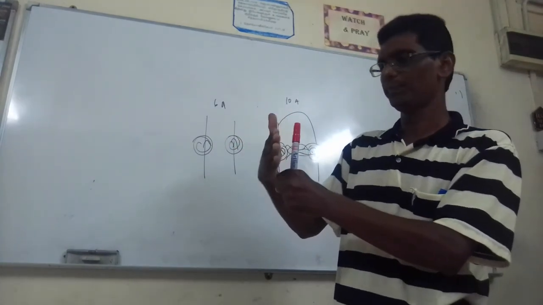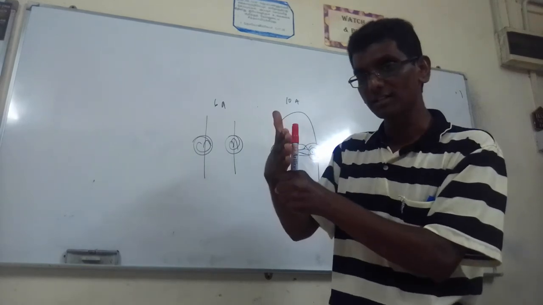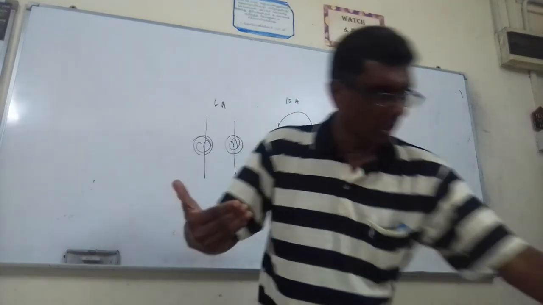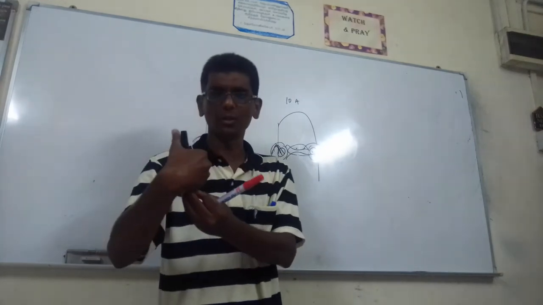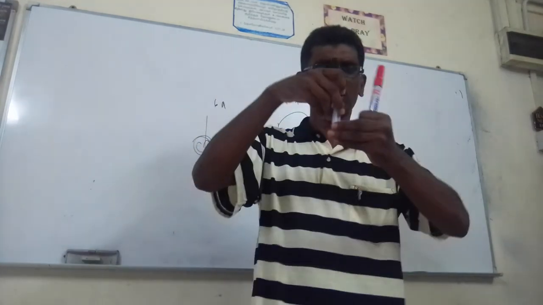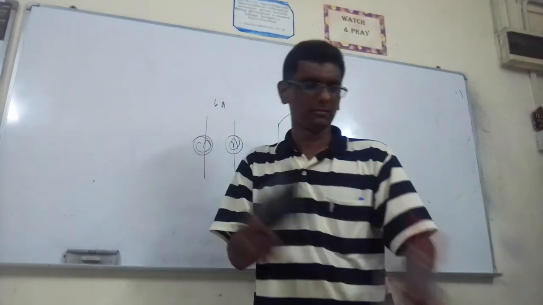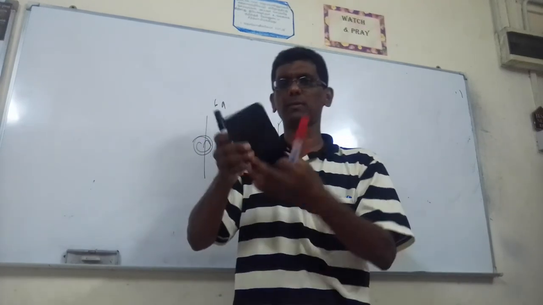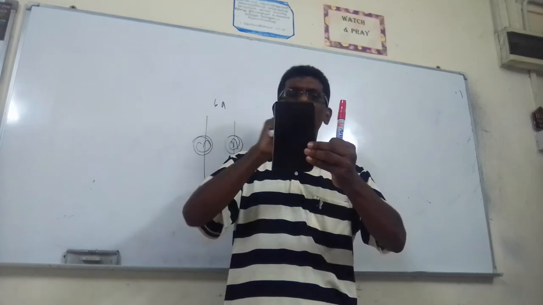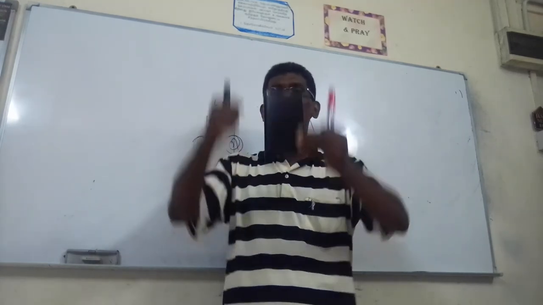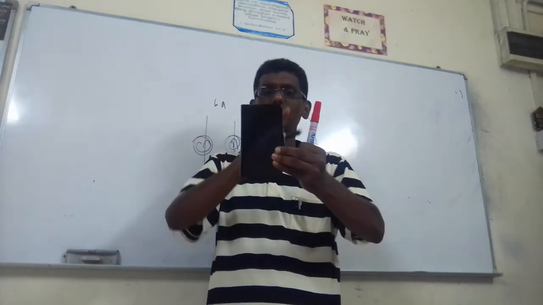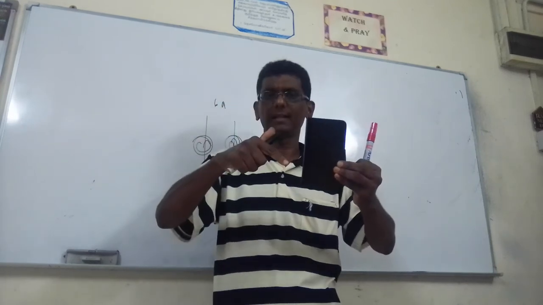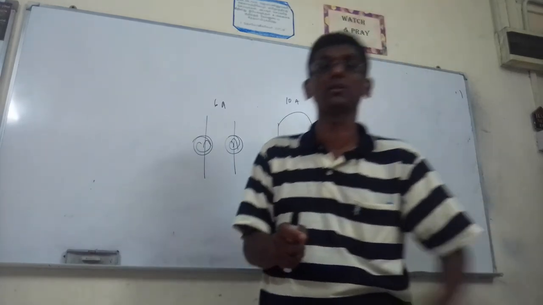The compass direction, the four fingers direction, is the magnetic field direction, downwards, and at P the magnetic field is upwards. Both compasses are inside. This one is the wire, the compass inside. Both wires have current going up. Compass this side is wire Q, compass this side is wire P. The compasses show the direction of the magnetic field.